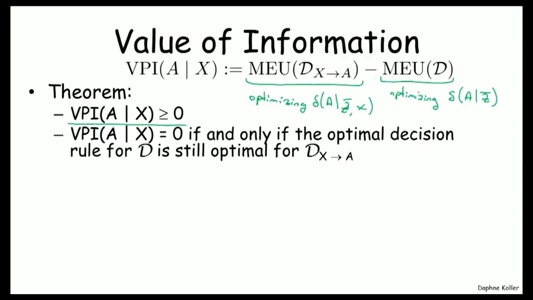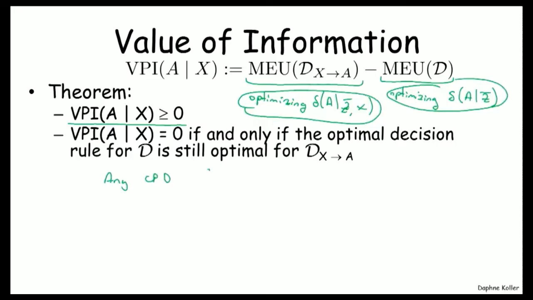And the point that becomes obvious when you think of it this way is that this is a strictly larger class of CPDs than this. That is, any CPD of the form delta of A given Z is also a CPD of the form delta of A given Z and X, which means any decision rule that I could have implemented in my original influence diagram, I can also implement in the context of my current influence diagram.